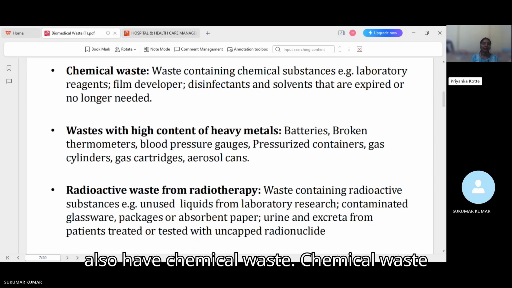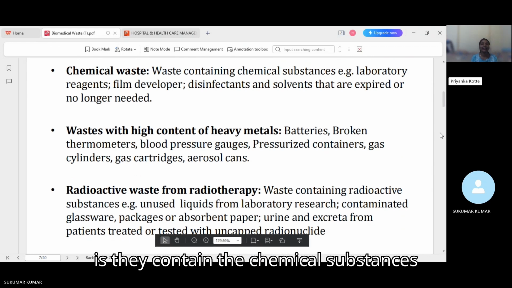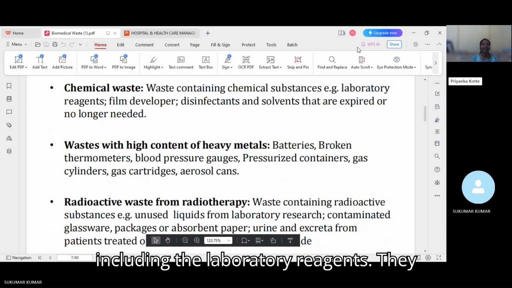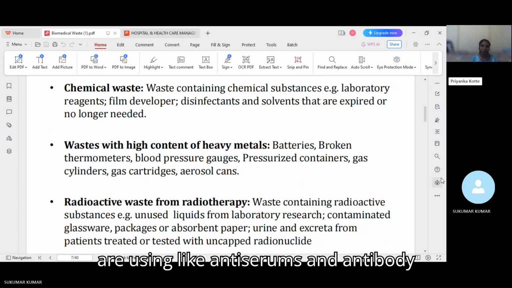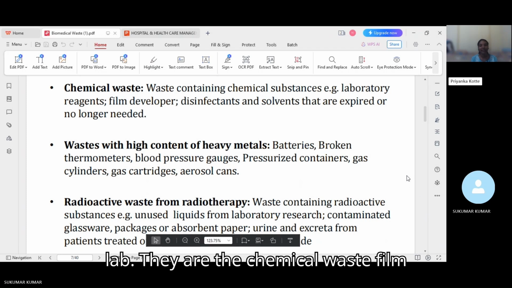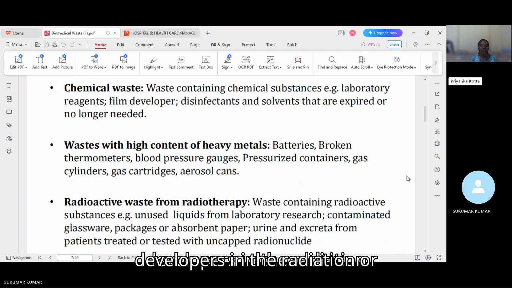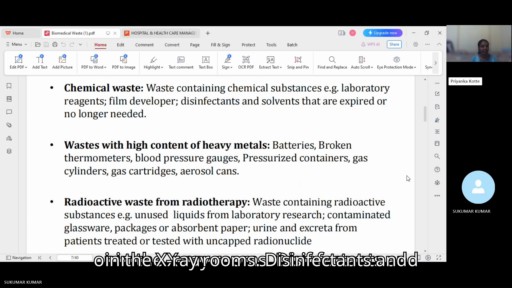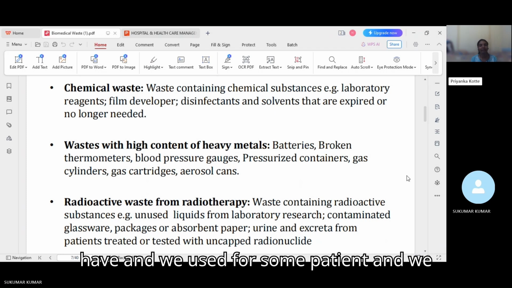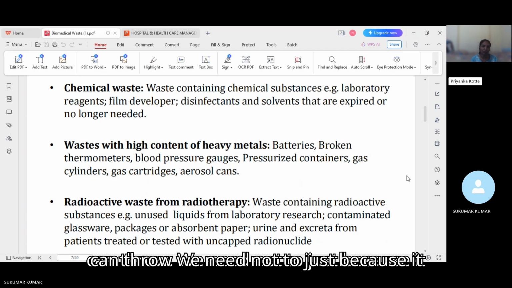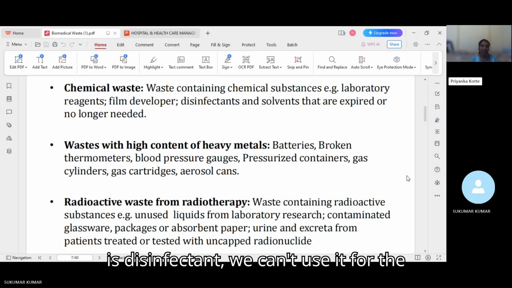Next, we also have chemical waste. Chemical waste contains chemical substances, including laboratory reagents, like anti-serums and antibody titers which we use in the lab. Film developers in the radiation or X-ray rooms, and disinfectants and solvents which we use, like Dettol solution and Savlon solution used for some patient, and we can throw. Just because it is a disinfectant, we can't use it for another patient.